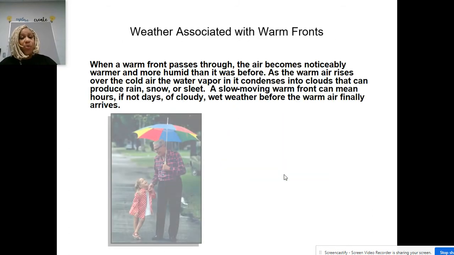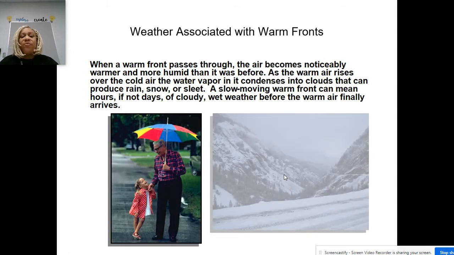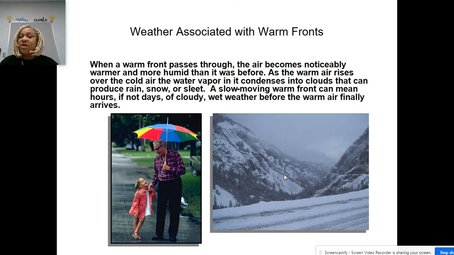Weather associated with warm fronts: when a warm front passes through, the air becomes noticeably warmer and more humid than it was before. As the warm air rises over the cold air, the water vapor in it condenses into clouds that can produce rain, snow, or sleet. A slow-moving warm front can mean hours, if not days, of cloudy, wet weather before the warm air finally arrives.